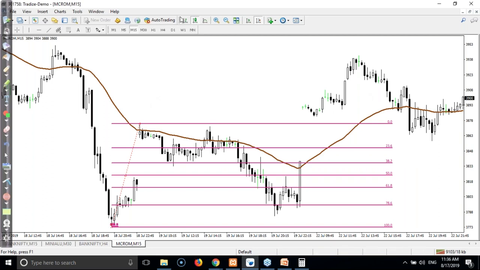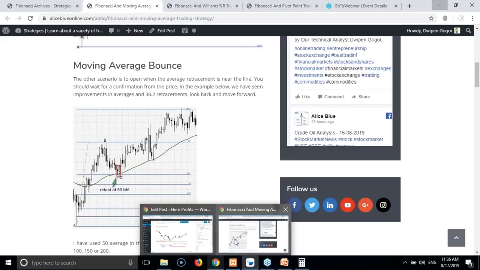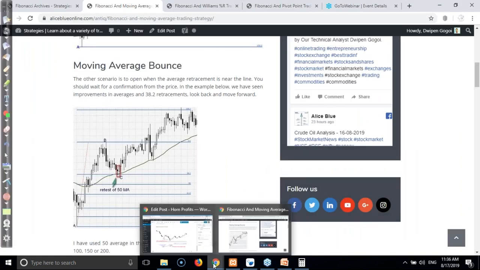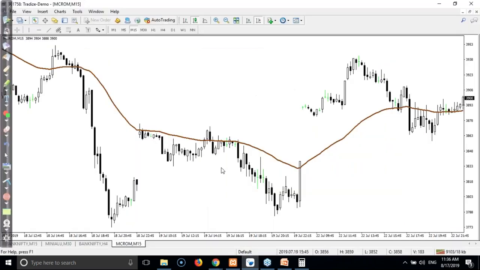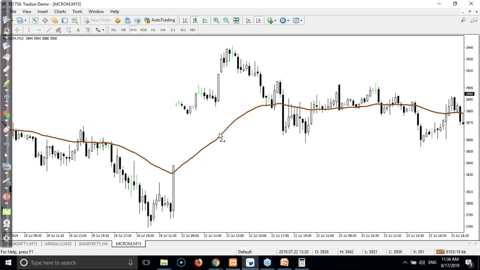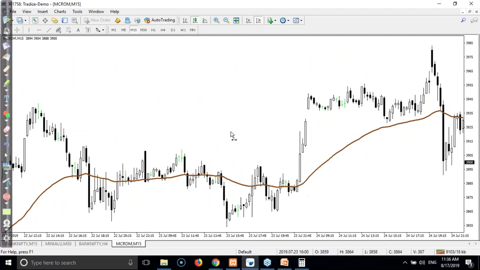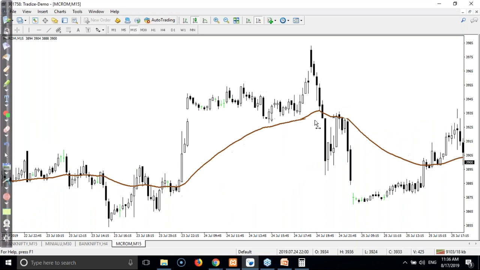Now let's check another method, right? So we already discussed this one. One by one, we need at least 2 to 3 confirmations. First, we have seen this one. Next, we need the moving average bouncing trading strategy. So here we can see this is the moving average bouncing trading strategy. Have you seen this one? Right, this is the moving average bouncing trading strategy.